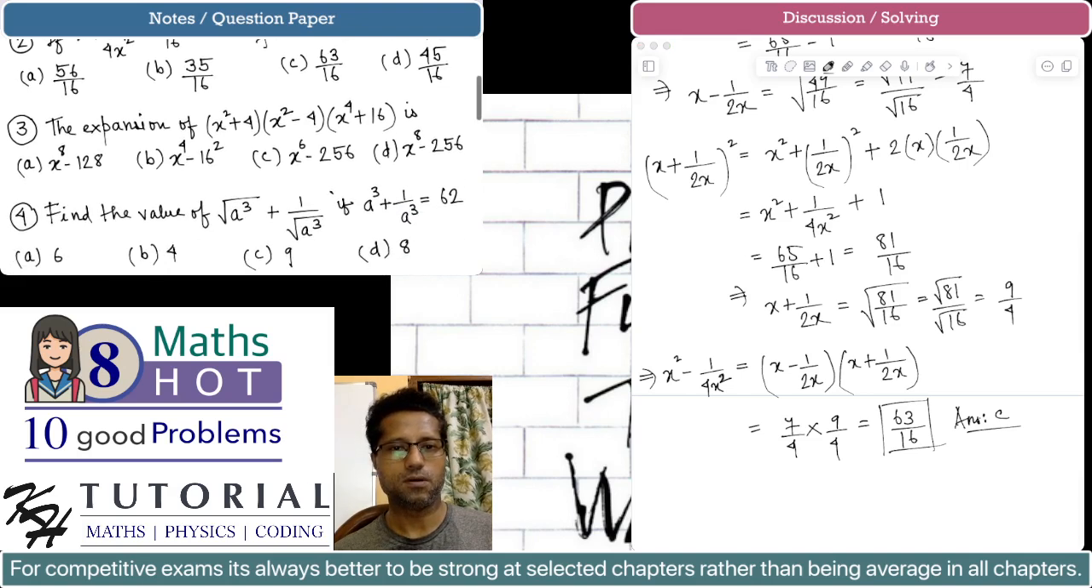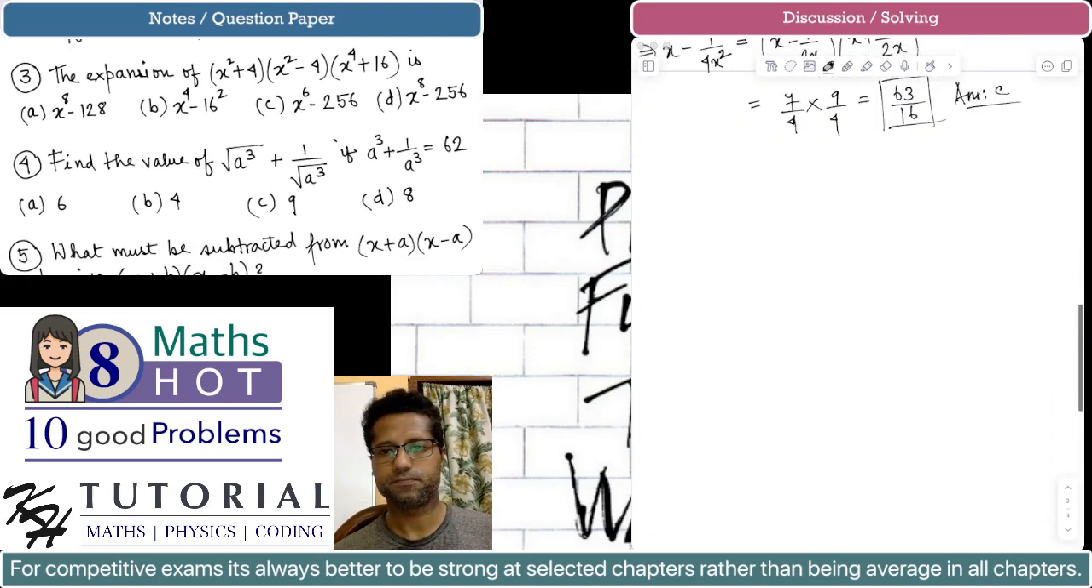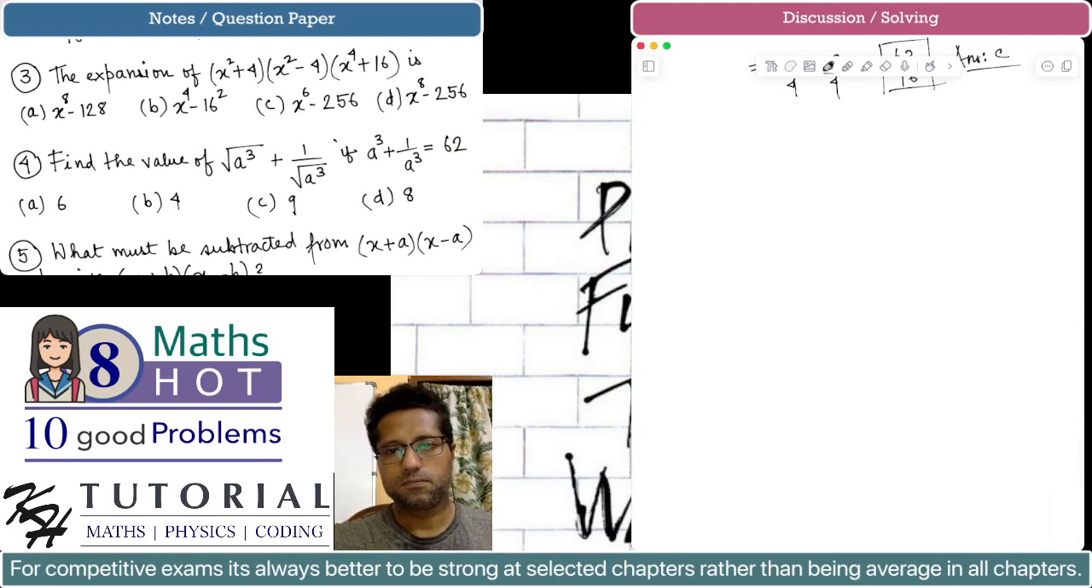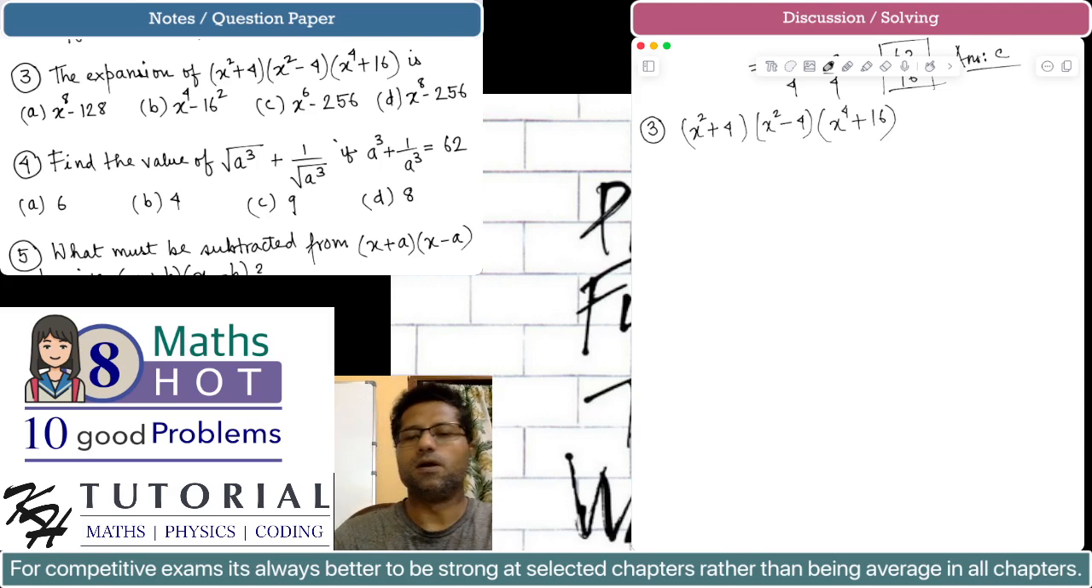Okay, let's do problem number 3. We have to find the expansion of the product of three algebraic expressions. The first one is x square plus 4, the second one is x square minus 4, and the third one is x to the power 4 plus 16. Now we know that the product of the first two algebraic expressions is in the form (a plus b) into (a minus b), where a is x square and b is 4.